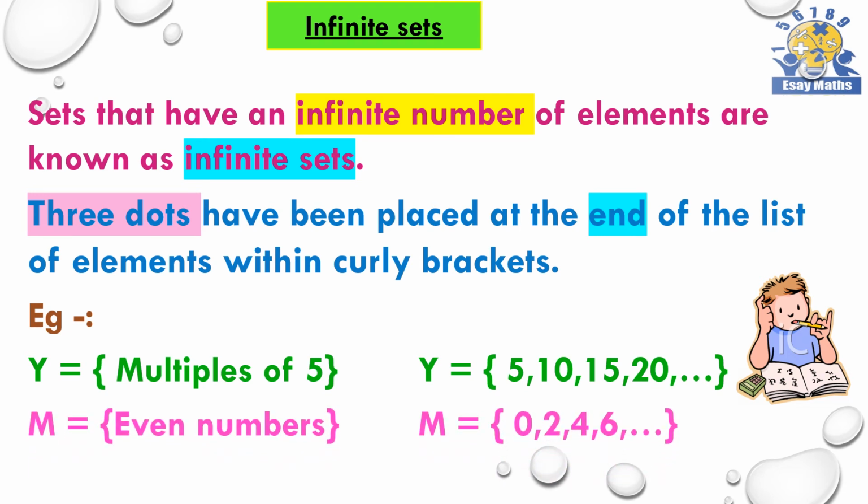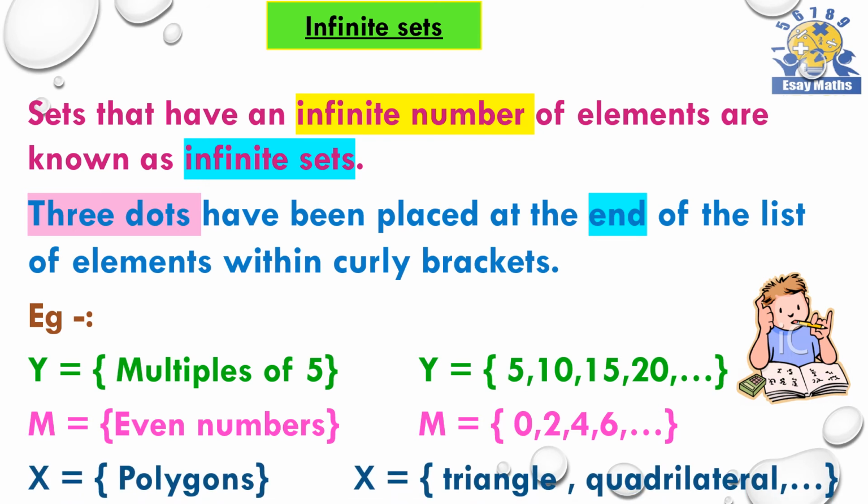The set M, even numbers. So M is equal to, open a pair of curly brackets. Write the elements, even numbers starting from 0. So 0, 2, 4, 6, and put a comma and 3 dots. So it's an infinite set.